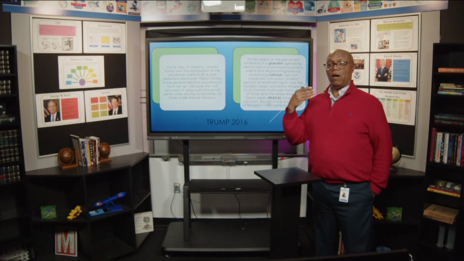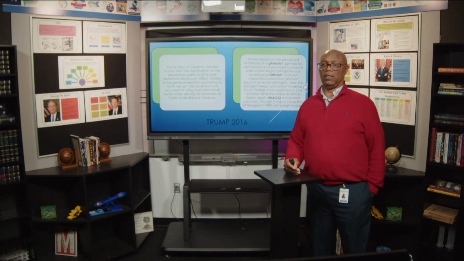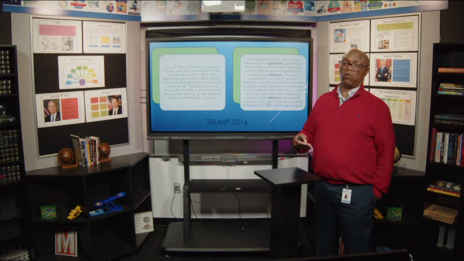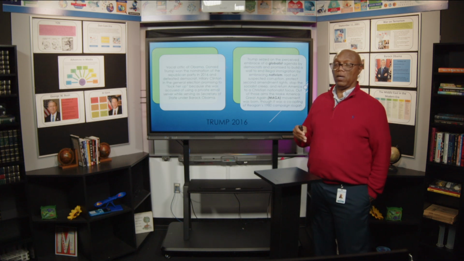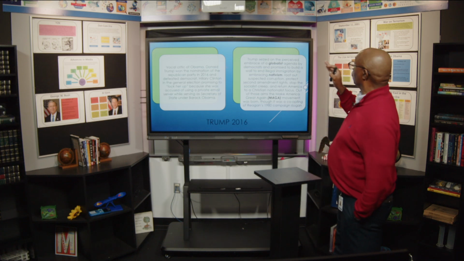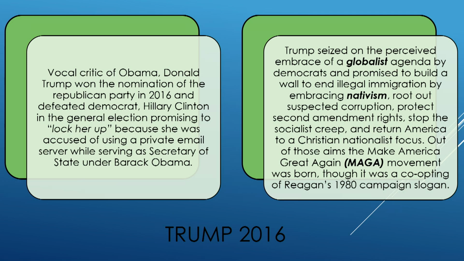This is one of the main rallying points or cries that the right, of course, with Donald Trump, has to garner support for him and against Hillary Clinton. Trump seized on the perceived embrace of a globalist agenda by the Democrats and promised to build a wall to end illegal immigration by embracing nativism. He wanted to root out suspected corruption, protect Second Amendment rights, stop the socialist creep, and return America to a Christian nationalist focus. Out of those aims, the Make America Great Again movement was born, even though it was a co-opting of Reagan's 1980 campaign slogan.